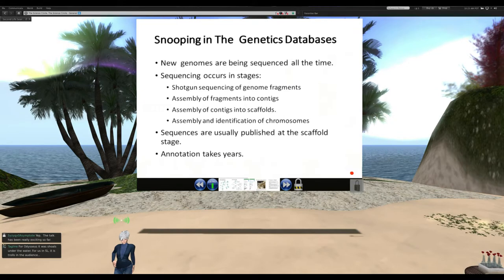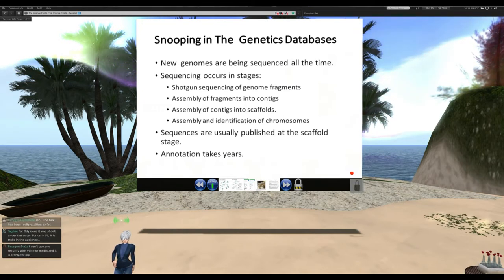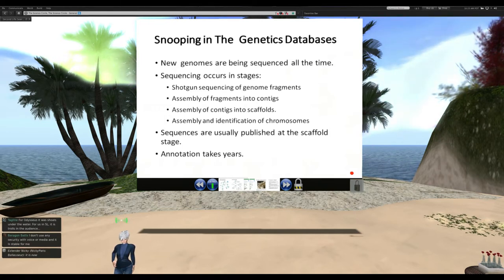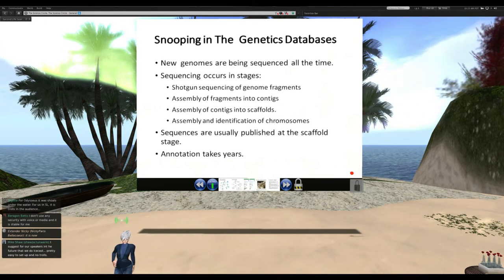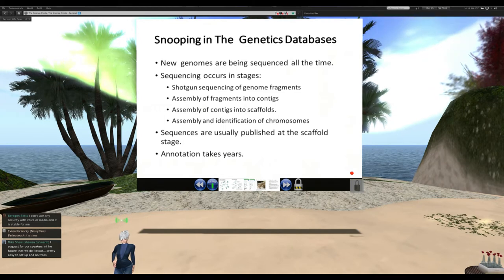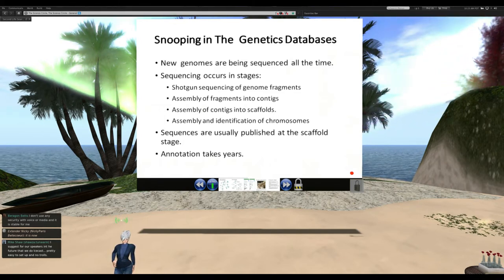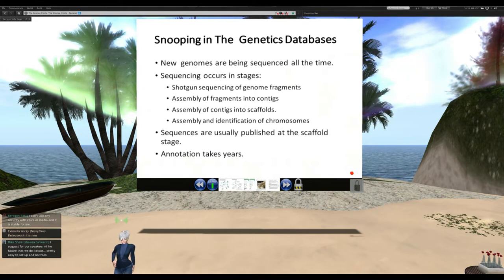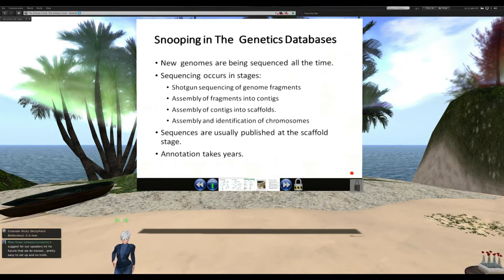There are hundreds of new genomes, and they usually get sequenced at about the scaffold stage, which is when the fragments that have been sequenced and put together into larger pieces are gradually put into very large pieces. And about that time, the genome will get published, even though it isn't fully annotated. You know, all the genes haven't been identified. So annotation can take years.